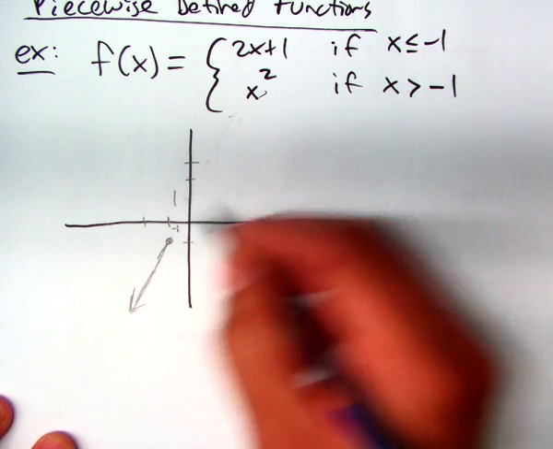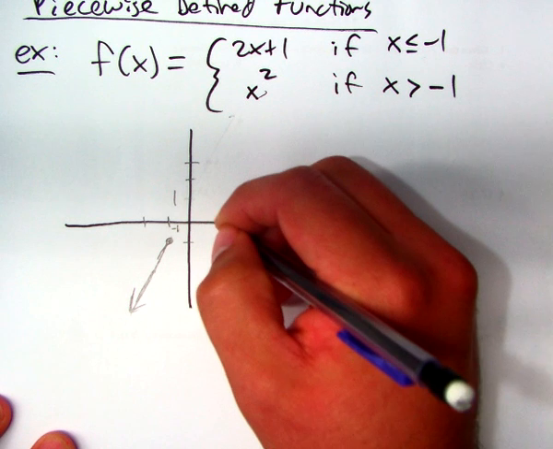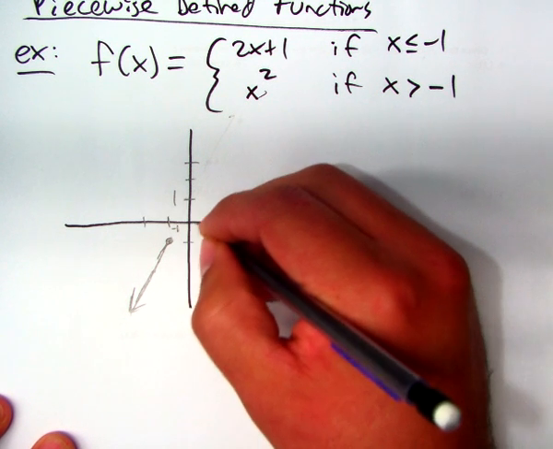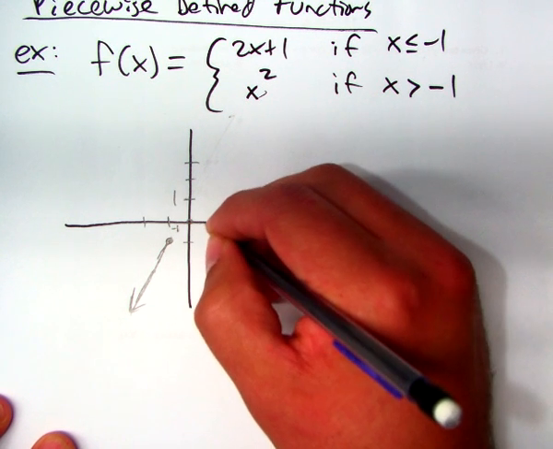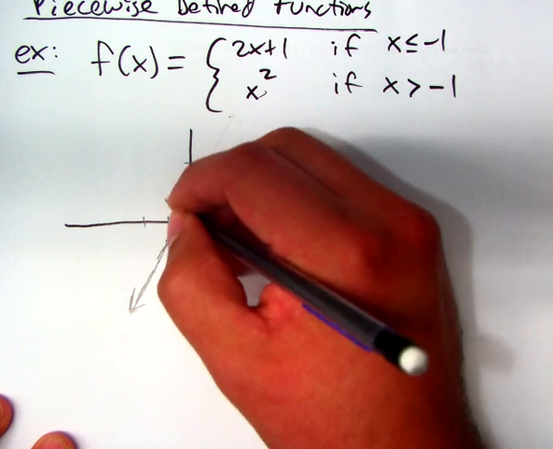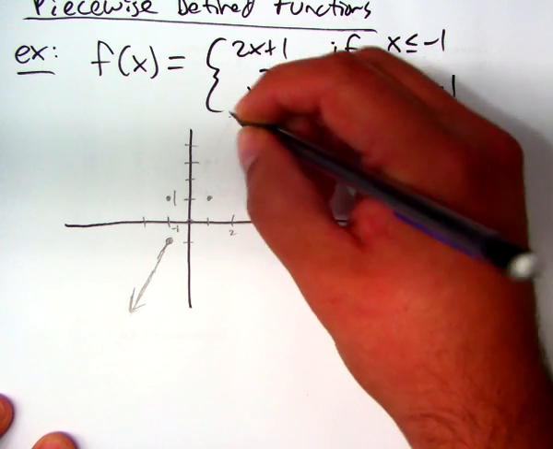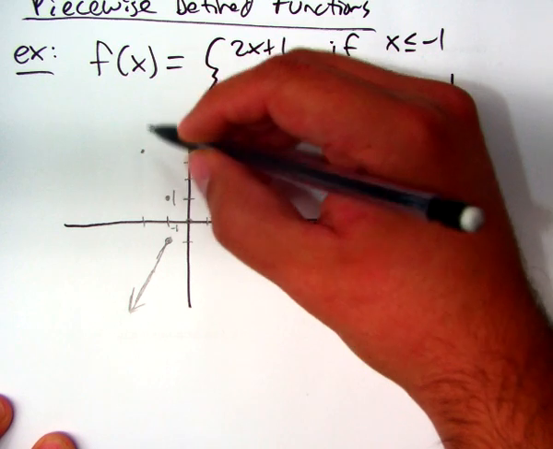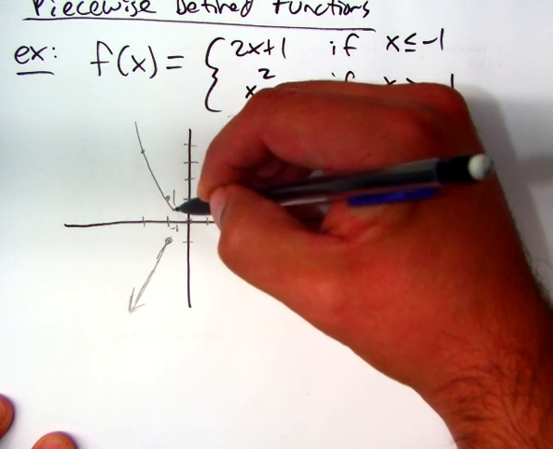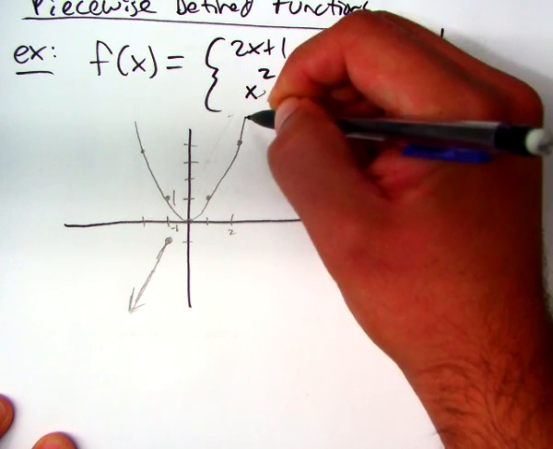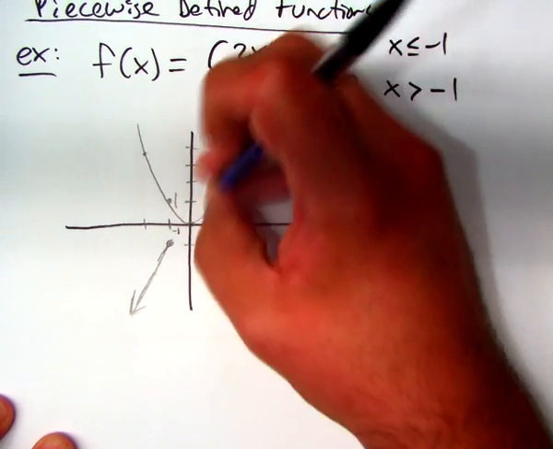Okay. X squared, we all know what that looks like. We have 0, 0, 1, 1, -1, 1, 2, 4, and so on and so forth. So you get a parabola that looks kind of, woo, that was not very good. Sorry about that.